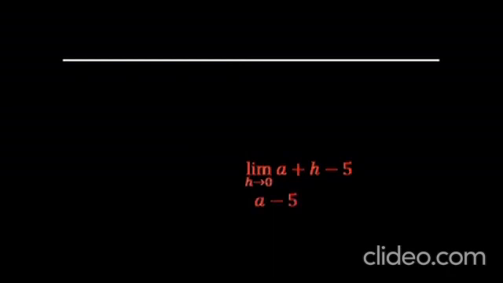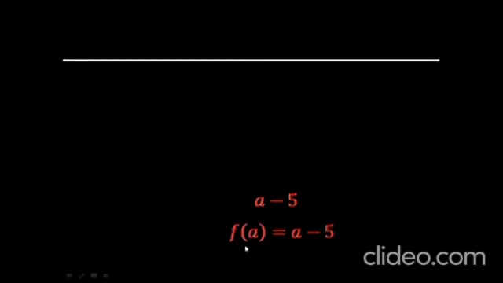Left hand limit value is also a minus 5. Right hand limit value is also a minus 5. So we can say left hand limit is equal to the right hand limit. And now we need to find the value of the function at the point a. This is also equal to a minus 5.